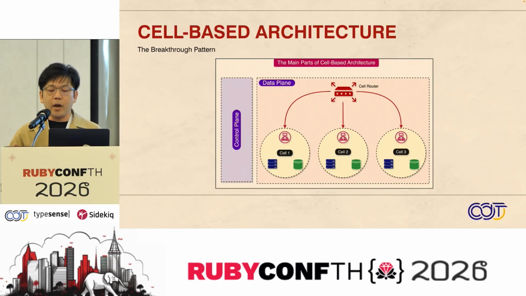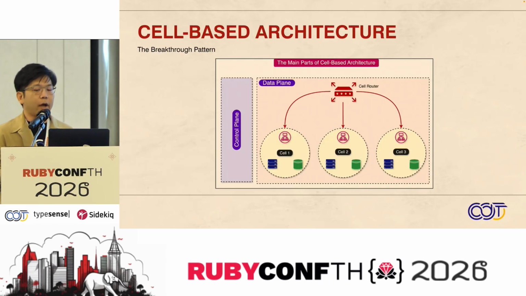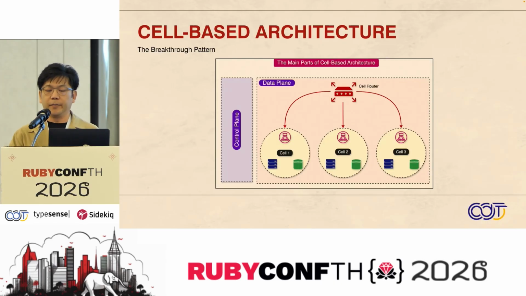The data plane is where real user traffic goes. Now you have multiple cells, let's say cell 1, cell 2, cell 3. Each one is a copy of the same application stack. But they can run in different places, on different versions, and serve different groups of tenants. In front of the cells, you have the cell router. It looks at an incoming request and decides which cell should handle it.